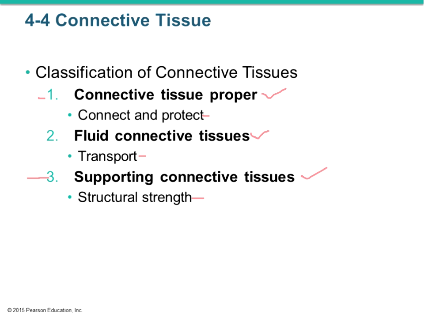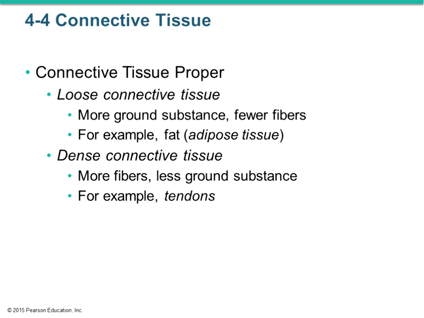All right, so connective tissue proper, the first category, is designed to connect and protect. And within that connective tissue proper category, we have two examples. We have what's called loose connective tissue and dense connective tissue. Loose connective tissue has fewer fibers, like fewer collagen fibers, whereas dense connective tissue has more fibers and less ground substance.